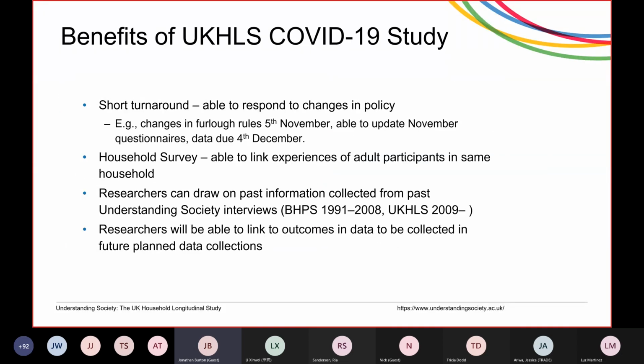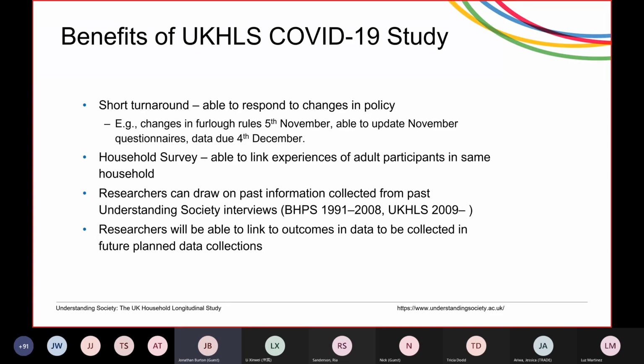So some of the benefits of having this UKHLS COVID-19 study is that it has a much shorter turnaround, so we're able to respond to changes in policy. So for example, the Chancellor changed the rules about furlough on the 5th of November, just as we were scripting the November survey, so we were able to update the questionnaire for that November questionnaire, and we should get the data back from the web survey on the 4th of December. So it's much quicker than we could do on our annual survey.